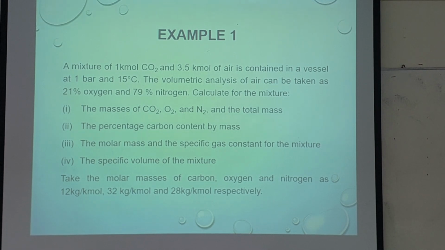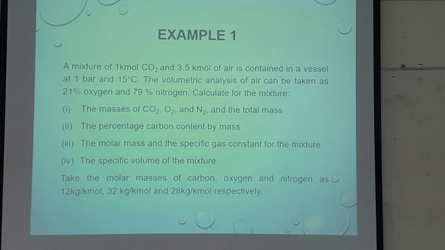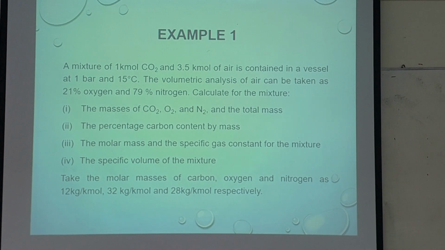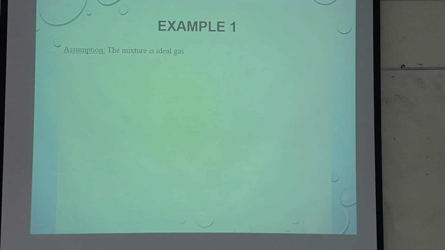This one is actually very straightforward because you have the mole of CO2, you have the mole of air, so you just need to further break down the air into oxygen and nitrogen. Then based on the mole, you use molar mass to get mass. So we look at the solution here. Simple assumption here. Like I said, first thing you need to do is break down the number of mole of the air into oxygen and nitrogen.